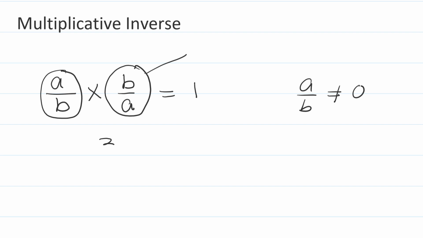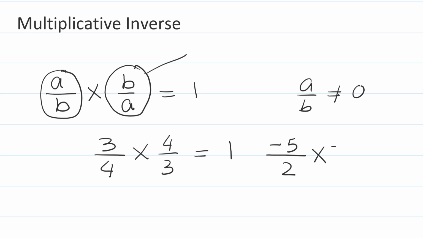For example, if 3 upon 4 is the given rational number, then there is a rational number 4 upon 3 such that 3 upon 4 into 4 upon 3 is 1. If the given rational number is minus 5 by 2, then there exists a rational number minus 2 by 5 such that minus 5 by 2 into minus 2 by 5 is equal to 1. We call minus 2 by 5 the reciprocal of minus 5 by 2, or minus 5 by 2 is the reciprocal of minus 2 by 5.